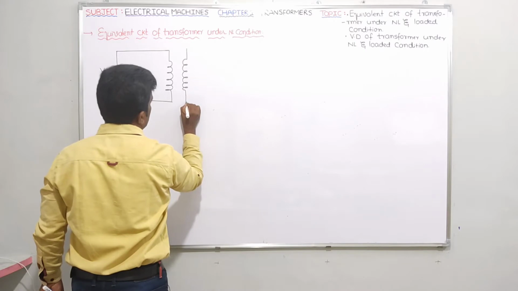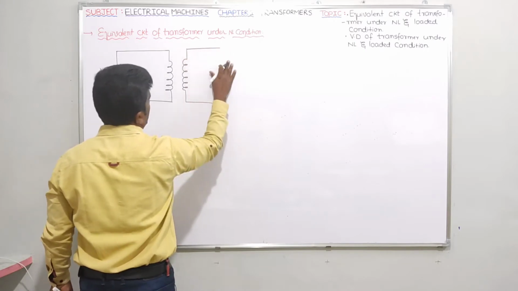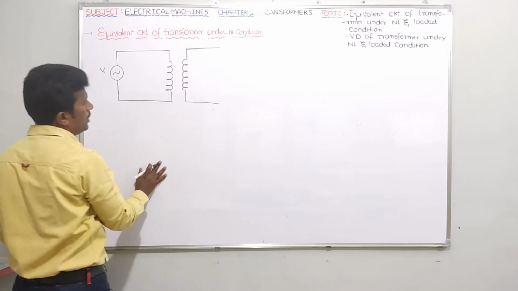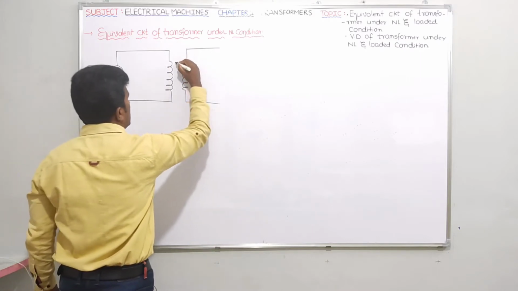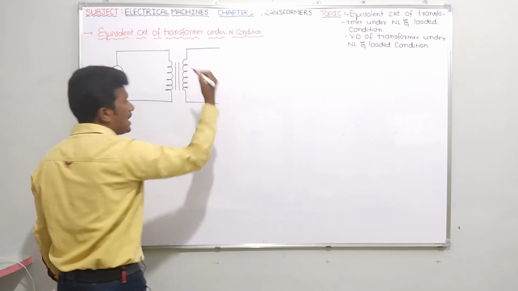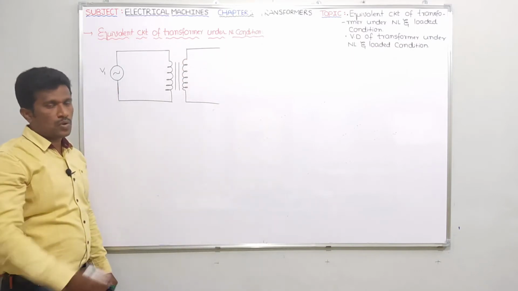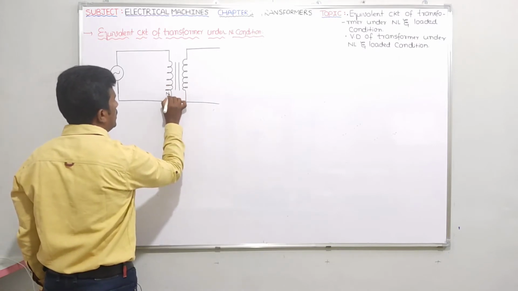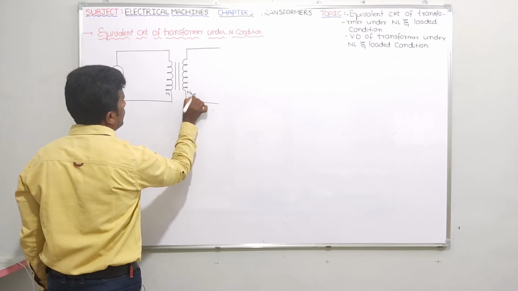but we are discussing under no load condition, no. So let me not apply any load to the secondary. And between the primary winding and secondary winding, they are magnetically coupled through the transformer core. And let me take the number of turns in the primary winding N1, and the number of turns in the secondary winding N2.